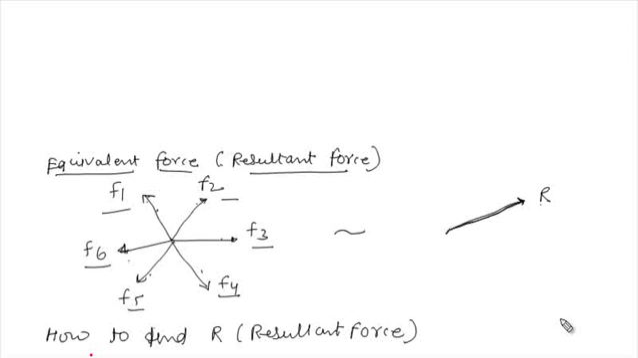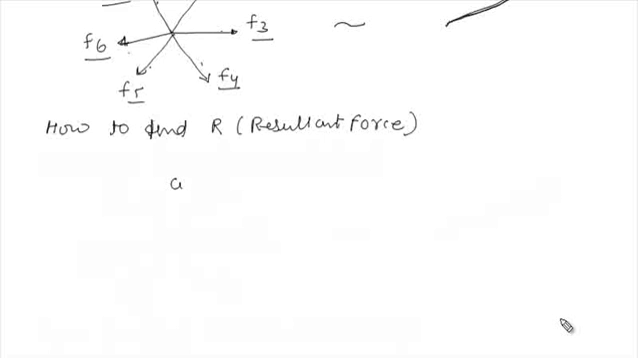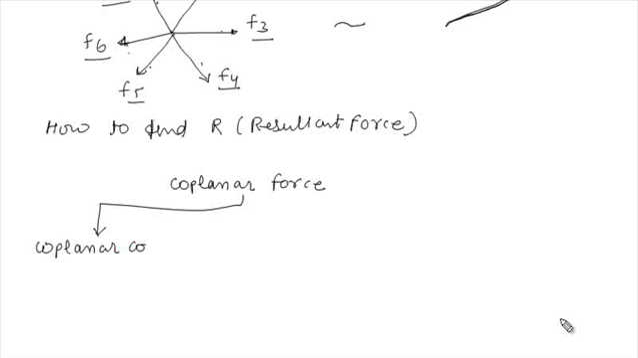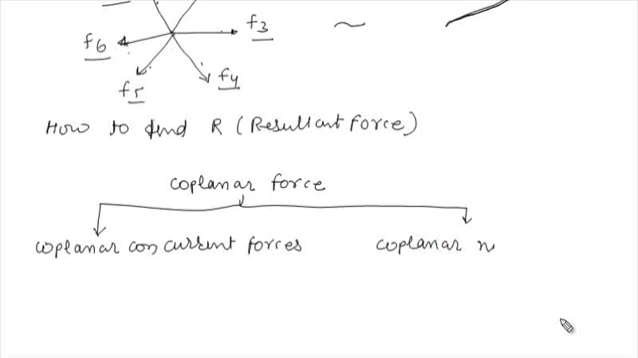Here we are interested in 2D problems. So for 2D problems, basically we are interested in coplanar forces. In coplanar forces, we have two categories: coplanar concurrent forces and coplanar non-concurrent forces. For these two kinds of system of forces, we have to find the resultant R.